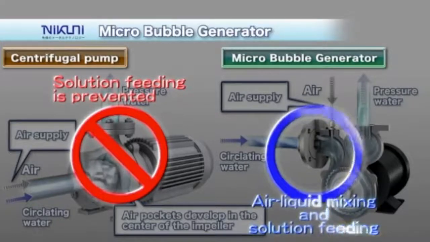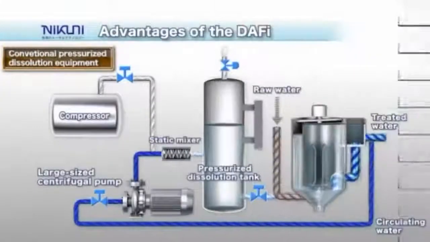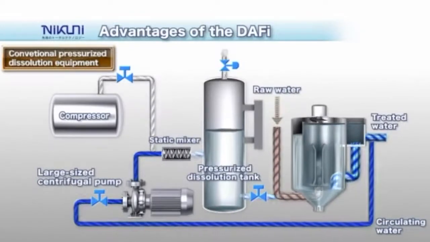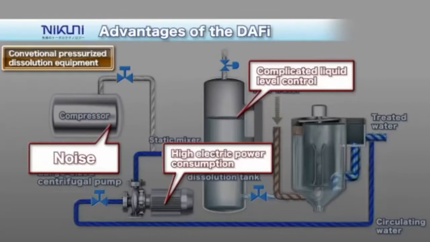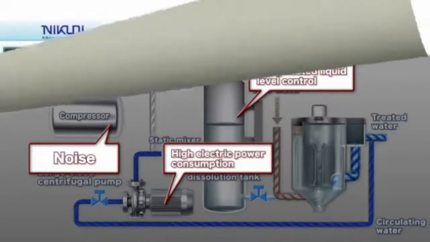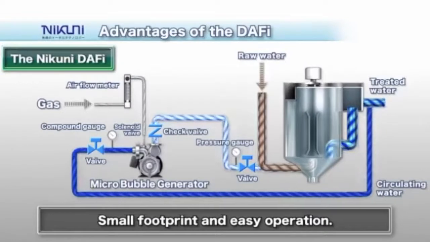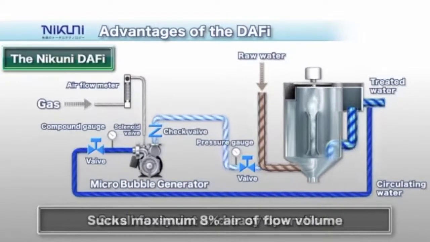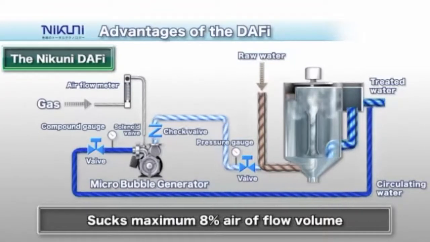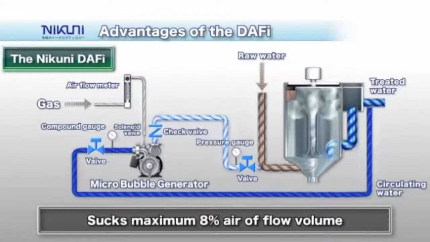Additional advantages of the KTM DAF pump include a simple and robust design and easy operation. Typical pressurized DAF systems require a large centrifugal pump and a pressurized dissolution tank, along with a noisy air compressor and static mixer. This arrangement uses a large amount of power and makes it difficult to maintain liquid level control in the pressurized dissolution tank. A typical installation of the Nikuni KTM DAF pump integrates the micro-bubble generator into your piping system.